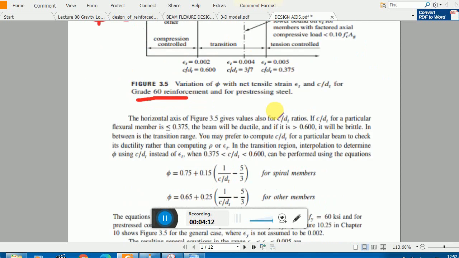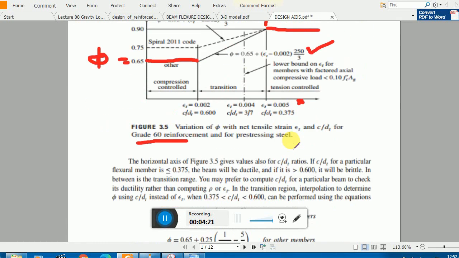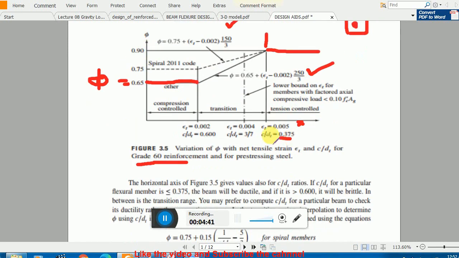Now, there is very important information. If you are not interested in calculating your epsilon t value, I will show you the formula for epsilon t, but on the other hand, you can calculate your c divided by dt value. If c divided by dt is 0.600, then your phi value will be 0.65. If your c divided by dt value is this much, then your phi value will be 0.90. If it lies in between these regions, then you have to choose your phi value by this interpolation formula.